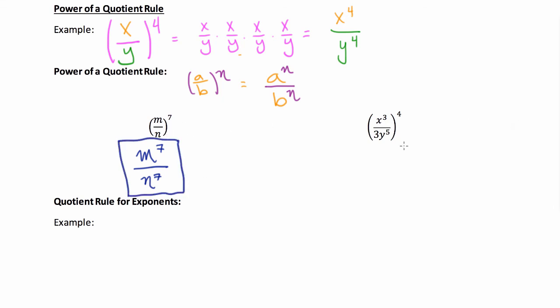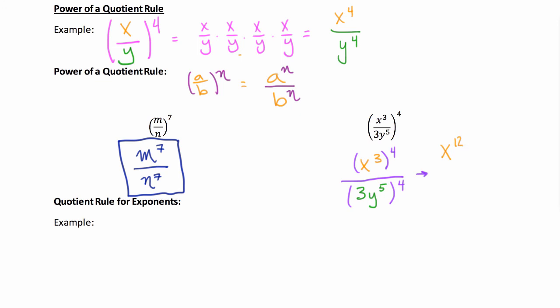And then I have here, there's a lot more going on. So what's happening is I have my numerator, I have x cubed, and that's getting raised to the fourth. And then in my denominator, I have 3y to the 5th, and that's getting raised to the 4th. So now, in my numerator, I have x cubed to the 4th. When I'm taking something to a power and bringing it to another power, I multiply those powers. So in my numerator, I have x to the 12th.